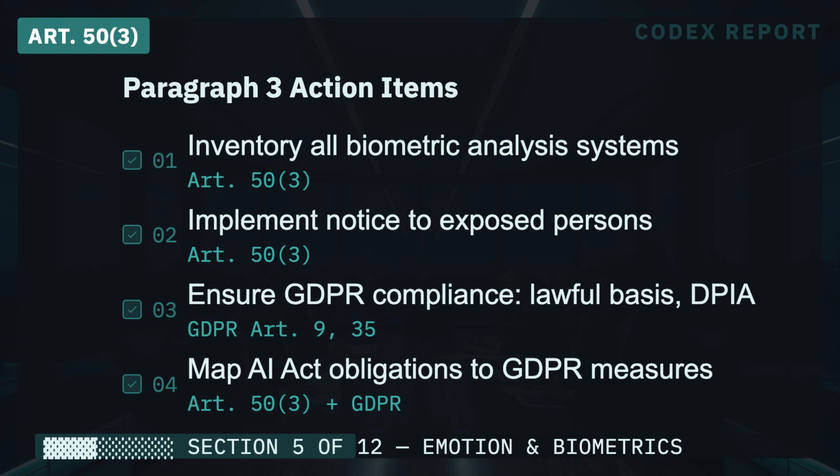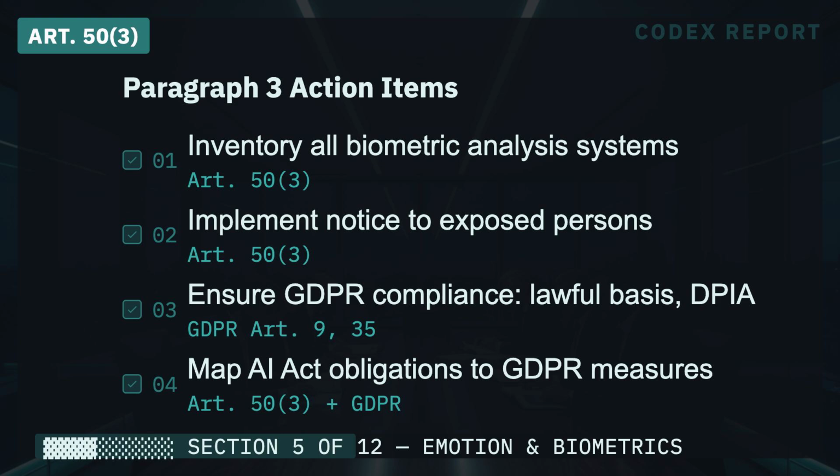The compliance officer's action list for paragraph 3 is this: First, conduct a thorough inventory across all departments for any system that analyzes biometric data to infer emotions, intentions, or categorize individuals. Second, for each identified system, implement notice mechanisms. Inform every exposed natural person that the system is operating. The notice must satisfy Article 50(5), which we will discuss shortly. Clear, distinguishable, at the time of first exposure.